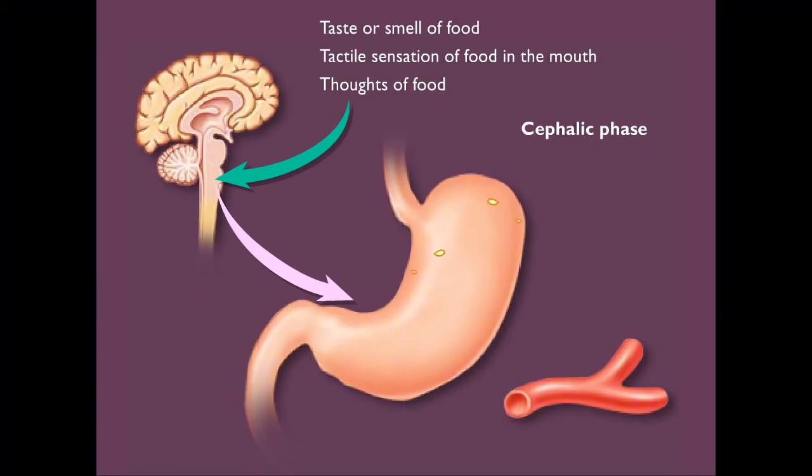The parasympathetic stimulation also results in secretion of gastrin from the lower part of the stomach. This hormone travels through the bloodstream and further stimulates hydrochloric acid and pepsin secretion in the upper and middle parts of the stomach.